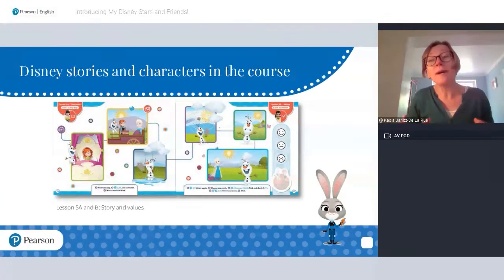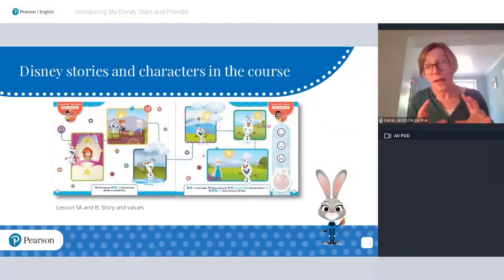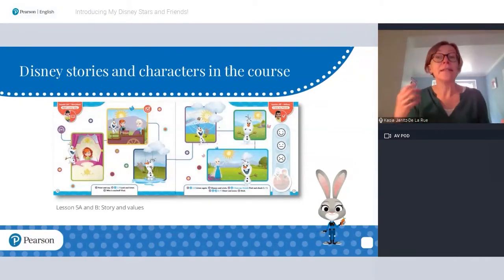And the key moment for meeting Disney characters and exploring the story is, of course, the story lesson. We have divided the story lesson into 2 lessons, really, 5A and 5B, thinking that in the first lesson you might want to explore the story itself. And in the second lesson, you might want to explore the value while still remembering the story. So this is a story that is in lesson 5, as I said.